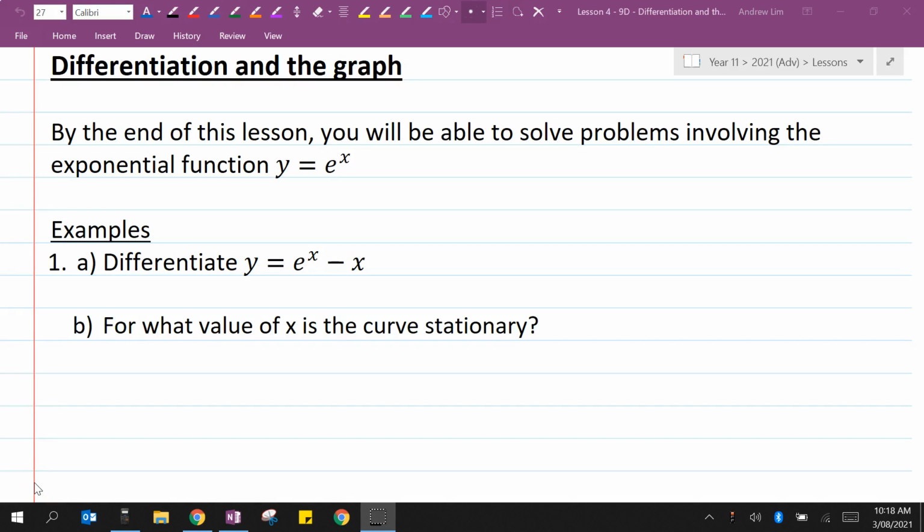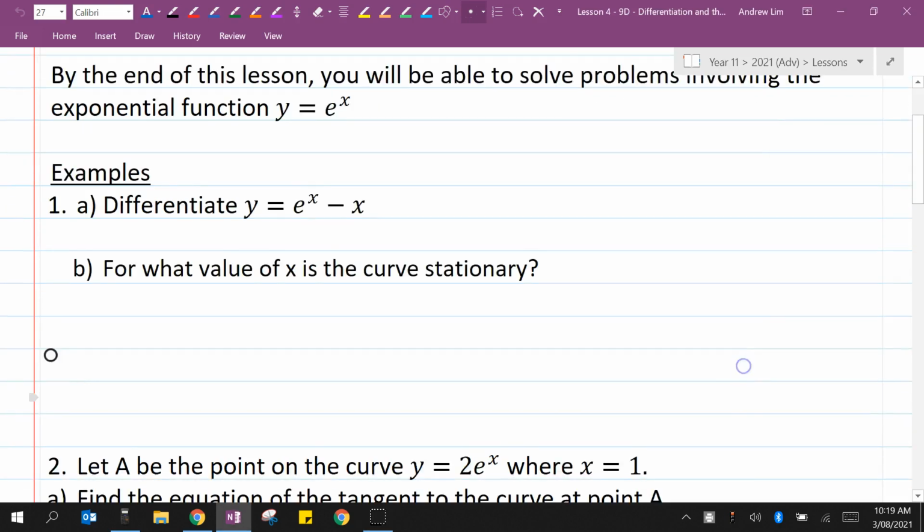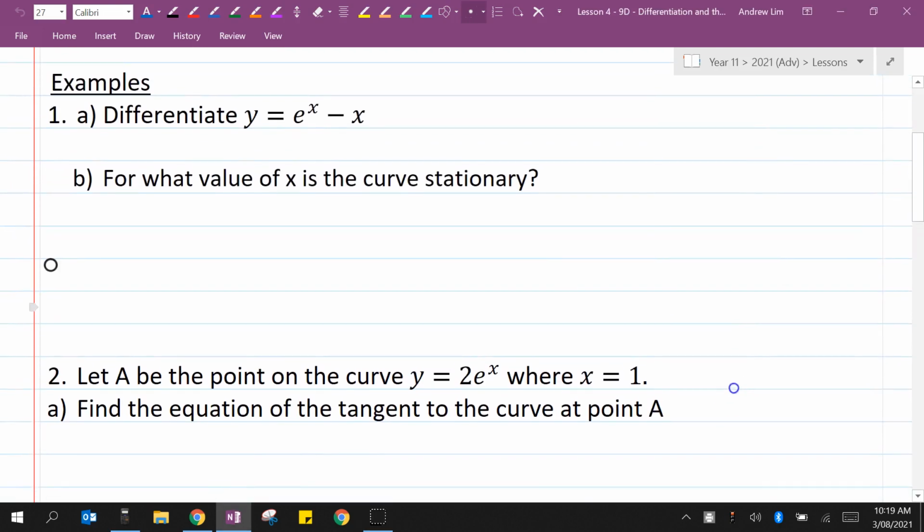So by the end of this lesson, you'll be able to solve problems involving the exponential function y equals e to the x. Alright, so let's look at question 1. Differentiate y equals e to the x minus x, and for what values of x is the curve stationary?